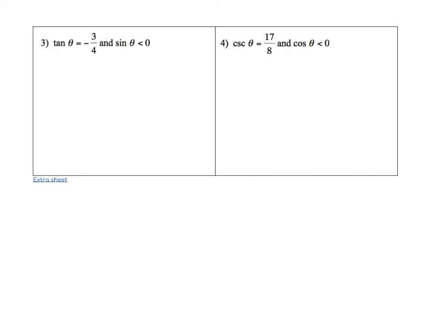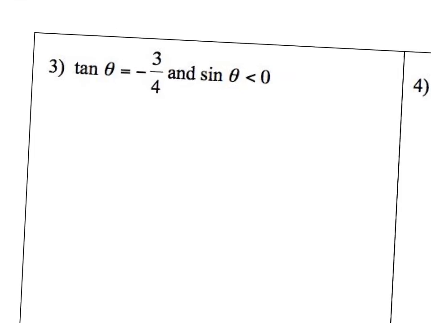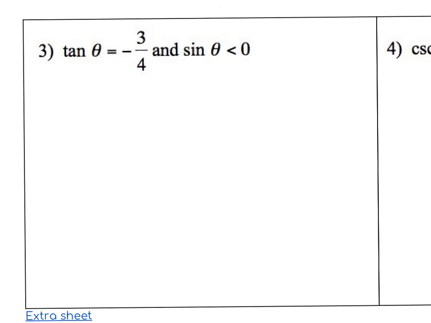Here we're given some trig functions, and we're trying to figure out what they are based on knowing some other information. I'm going to start with the one that's numbered number 3. We've got tangent of theta is equal to -3/4, and that sine of theta is less than 0.